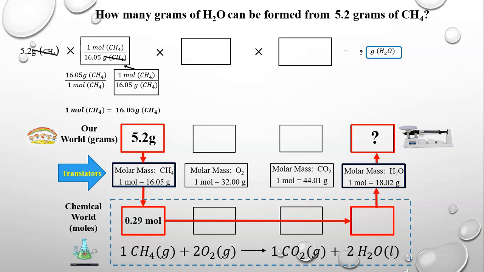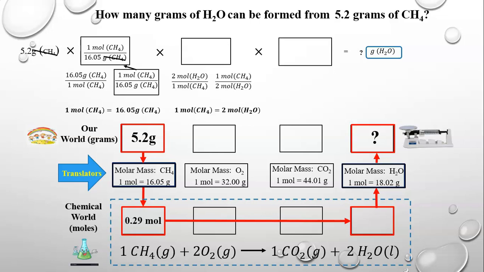Okay, now we're ready for our second conversion. We have to convert from moles of CH4 and move across the equation to moles of H2O. So how do we do that? Well, we've already done it twice in the previous 2 problems. 1 mole of CH4 equals 2 moles of H2O. So we can create 2 ratios out of that.